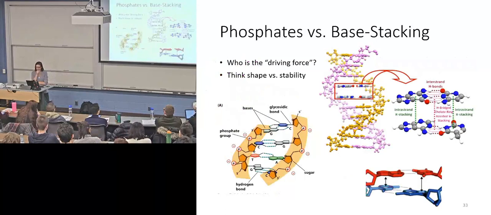So I have this slide. I can't remember what review section I pulled this from, but I kept saying, what's the driving force for this? First of all, use of force was a really bad choice of word on my part, and also what dictates shape and stability isn't always the same thing, right? And so in this case, shape is a little bit more about those negative charges. Stability is really provided by van der Waals.